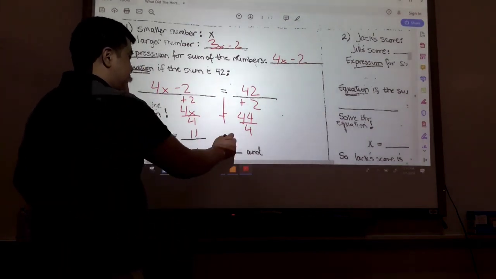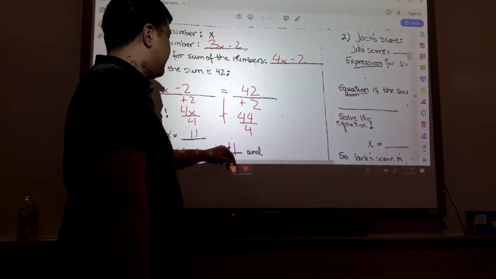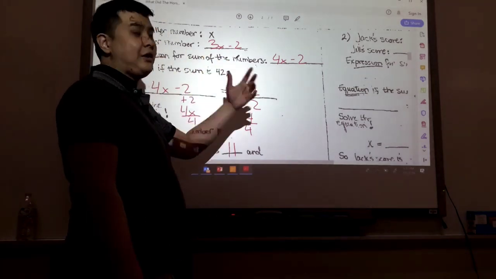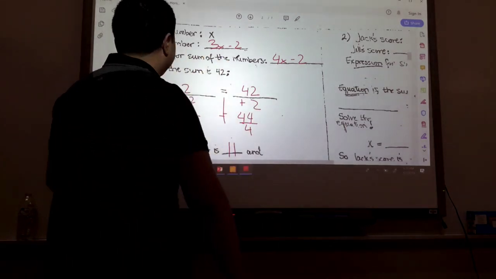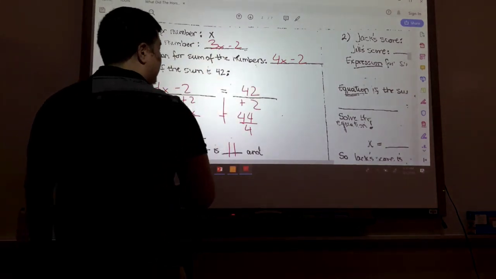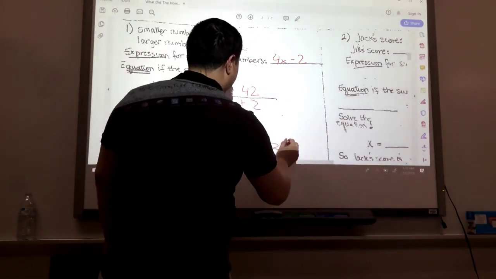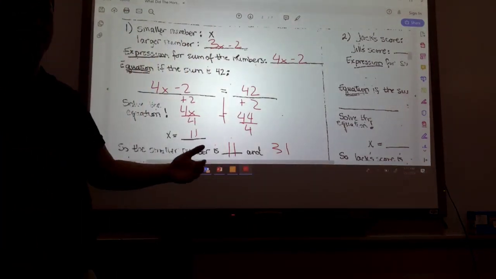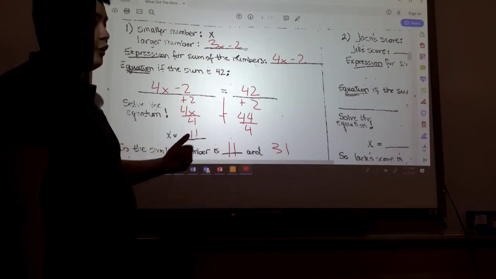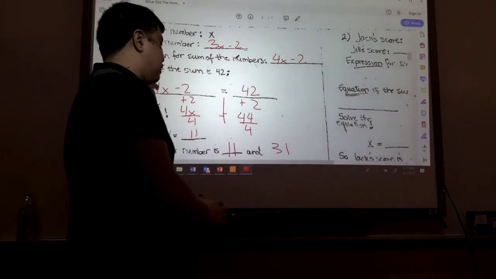Okay. So the smaller number is 11, and if we plug in 11 for x inside the expression for the larger number, we're going to find out the actual value of the larger number, which is going to be 33 minus 2, which is 31. And do notice that 11 and 31 add up to 42. We'll take a look at number 2.